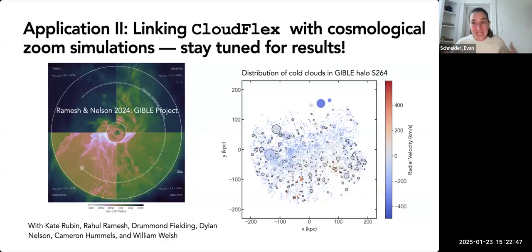I'll say the link here is that I think we can take halo scale simulations like Gibble and use them to inform parametric models like Cloudflex, and put the two together. Basically, simulate the large scale and then mock up the small scale with Cloudflex to see what something like this halo would actually look like if you were able to resolve the small scale structure.